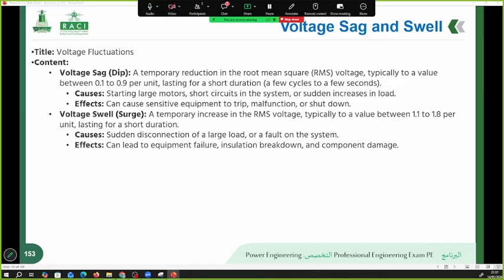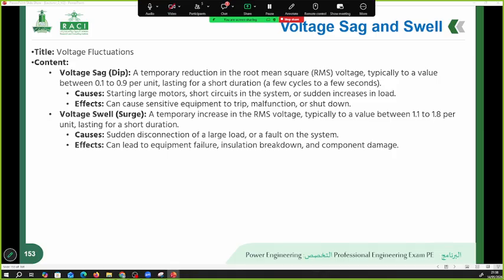This slide focuses on two common types of voltage fluctuations that are key indicators of power quality issues: voltage sags and voltage swells. These events can have significant effects on electrical equipment and the overall stability of the power system.